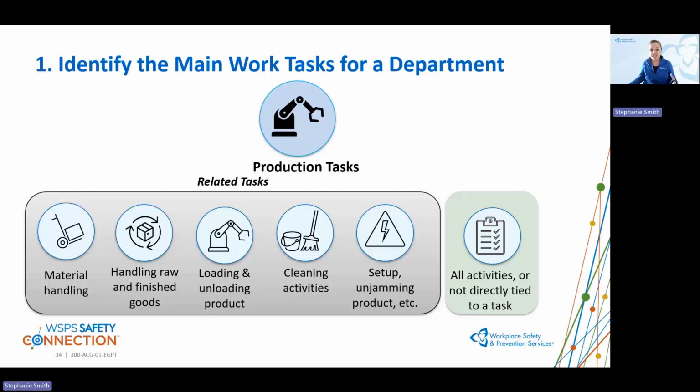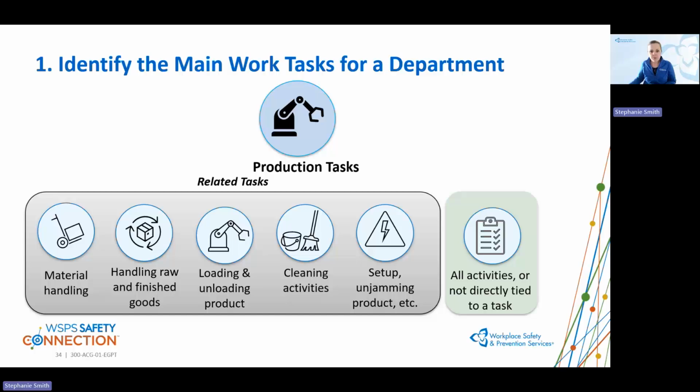So maybe the top 5 things: they do some material handling. They load and unload racks in their areas. They may be handling finished and raw goods, depending. Maybe they're loading and unloading product from pieces of equipment. They could be cleaning as well at the end of shift or beginning of shift. And maybe they do some setup or unjamming of products, but those are the main tasks being done. That's what the discussions with the supervisors and workers are for, to understand what your main tasks are. We're not going into every possible thing. We're trying to cover the main tasks for the bigger hazard assessment.